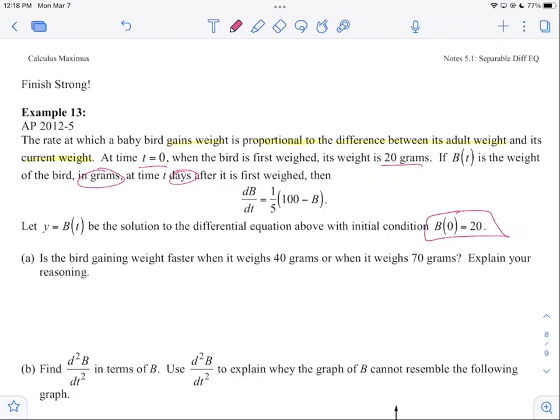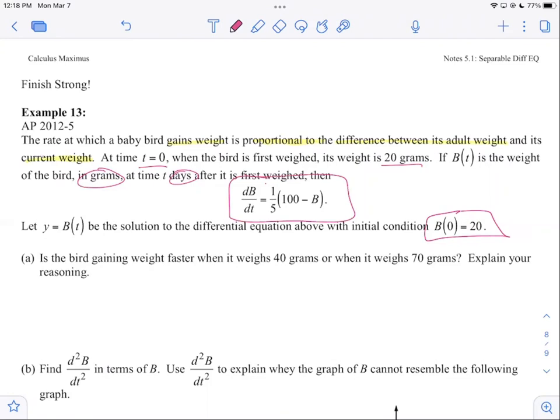Well, the wrong answer would be when it's 40 pounds, because that's when it weighs less and it has more weight to gain, right? That's not real good reasoning. How do we figure this out? What are we trying to compare? The slope of B, right? So for the slope of B, I need the derivative of B, don't I? Do I have the derivative of B? Boy, howdy, it's right there.